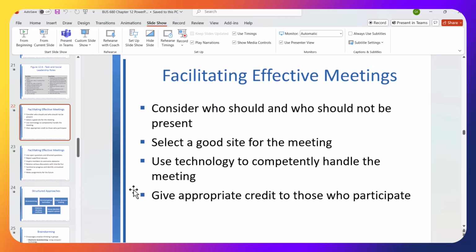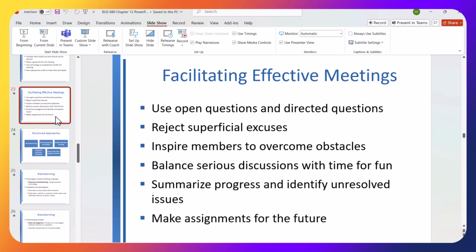Facilitating effective meetings. So consider who should and who should not be present, and select a good site for the meeting. Use technology to competently handle the meeting. Give appropriate credit to those who participate. So when you talk about these meetings, you have to keep in mind, are you trying to have productive meetings? If you are, you have to make sure that you get the right people in there and not let the wrong people in. And take advantage of everything that will make things possible, such as technology, like virtual phone calls and virtual meetings and things along those lines.